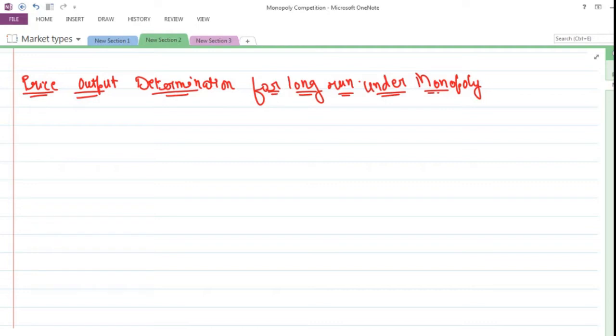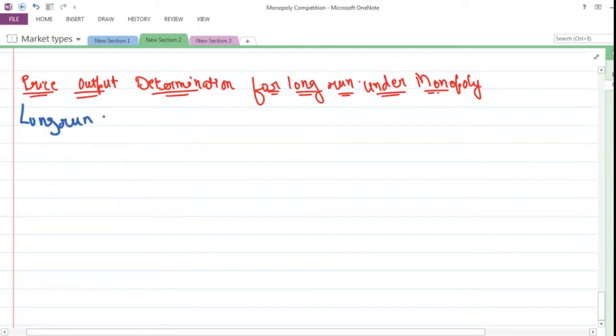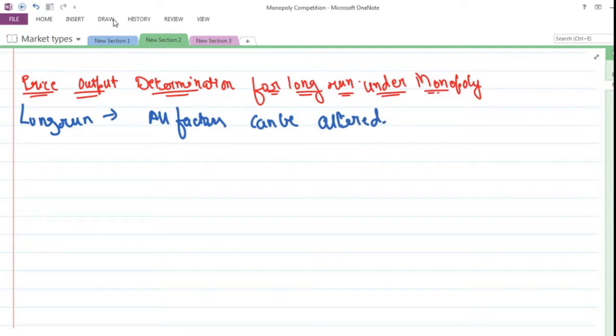So let's summarize it. In the long run, all factors can be altered. As all factors can be altered, the demand curve would change according to the situation, or he can change the production according to the demand curve that he is facing at the moment.